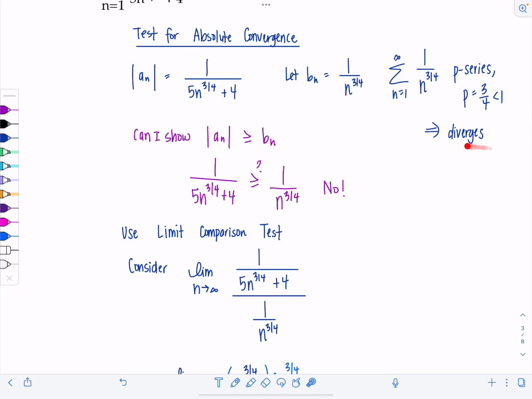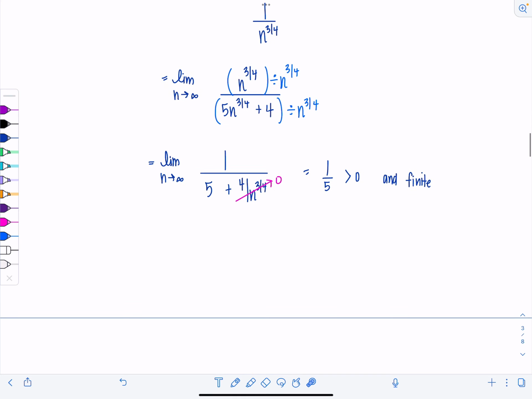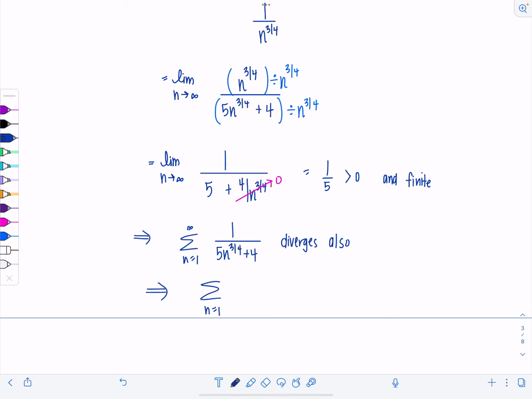Well, this p-series diverges. So that tells me that the sum, n equals 1 to infinity, of the absolute value of an, which was 1 over 5n to the 3/4 plus 4, diverges also. Which means, since that was the absolute value of the original terms, then the original series, negative 1 to the n over 5n to the 3/4 plus 4, does not converge absolutely.